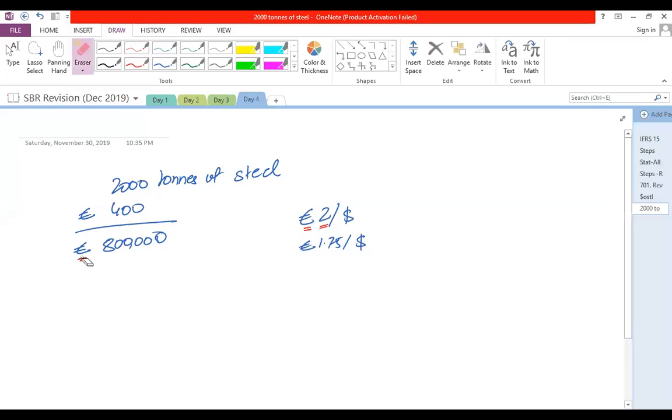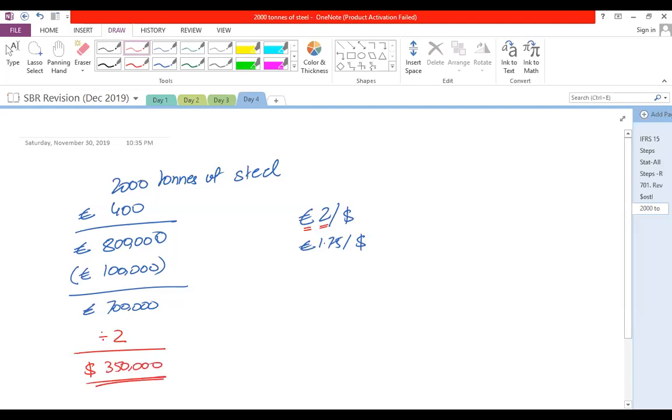But before that, we have even paid 100,000 euros as a non-refundable deposit. So this means that remaining 700,000 euros is what is payable to us. Although we are not recording it to be a payable, that's a sort of a commitment. So now we are going to divide it by 2. So this means the value was $350,000 initially at the time of the contract.